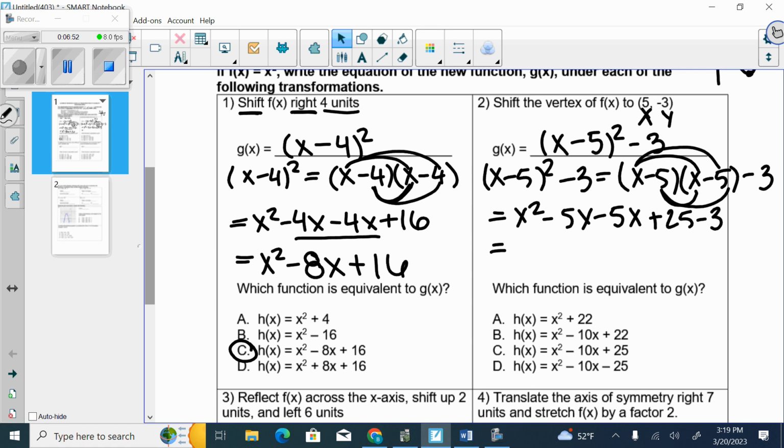Then we look for any like terms we can combine. Is there anything that is the same that we can go ahead and put together? The 5x and 5x, good. So no x squared, that one stays the same. What is negative 5 minus 5? Negative 10. So I got negative 10x. Any other like terms? 25 and negative 3. What is 25 minus 3? 22. Perfect. All right, so which answer choice would that be?